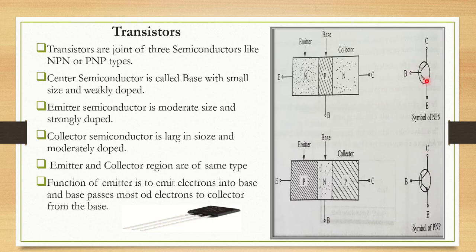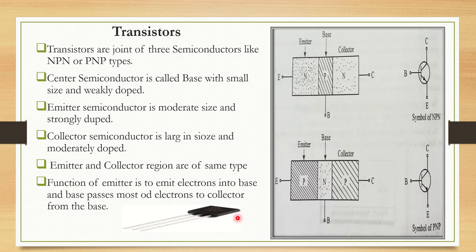You see, there is an arrow. This arrow shows that it is an NPN transistor, and if the arrow is on this side, from emitter to base, it is a PNP transistor.